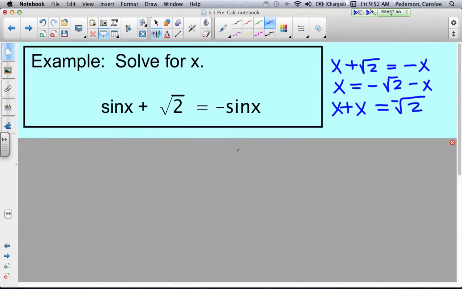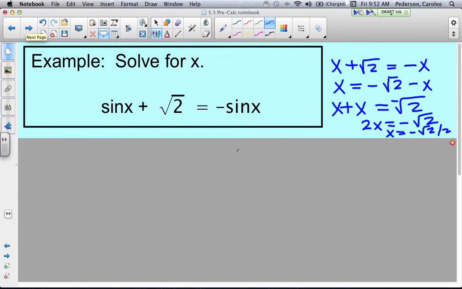And then what would you do? 2x. And then what? Divide by 2. So you're undoing. That's what we're going to be doing today. But we have trig functions in there. And then at the very end, we're going to use that unit circle to solve for x.